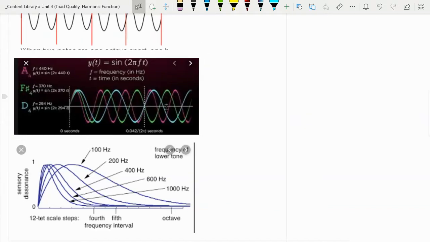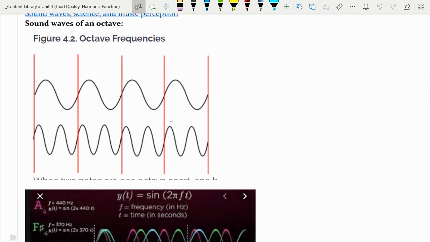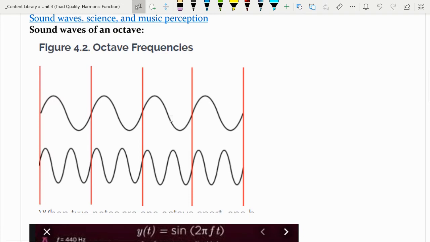Okay, so now we need to look at how we actually differentiate aurally between these different types of triads. Some of being able to hear it is just understanding what dissonance versus consonance is, and that will help lead your ear towards the triads that are more dissonant and the triads that are more consonant.